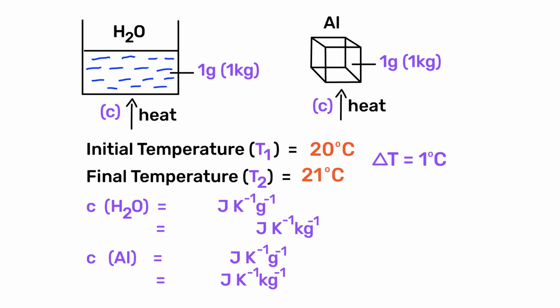The specific heat for water is a standard value of 4.18 joules per Kelvin per gram, and 4.18 times 1000 joules per Kelvin per kilogram. For aluminum, it is 0.902 joules per Kelvin per gram and 902 joules per Kelvin per kilogram.